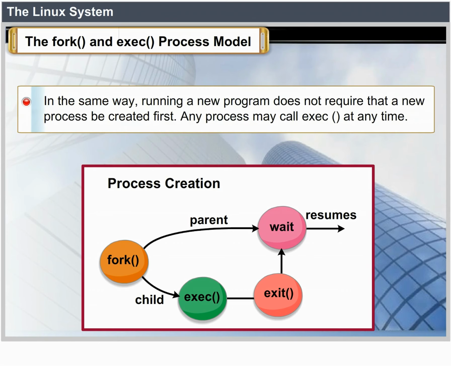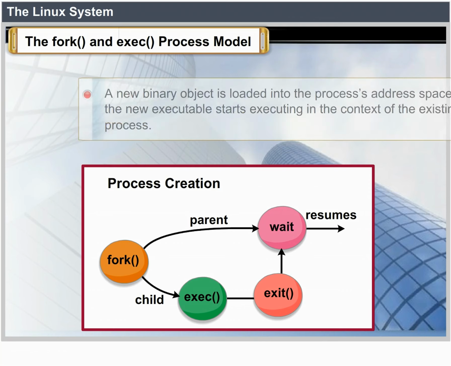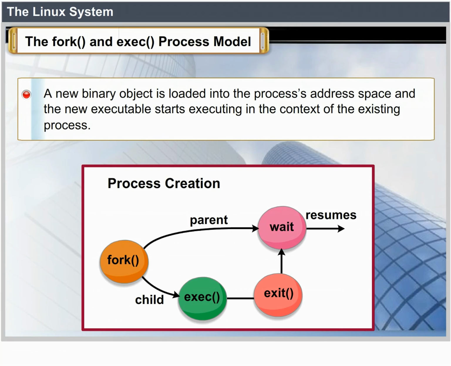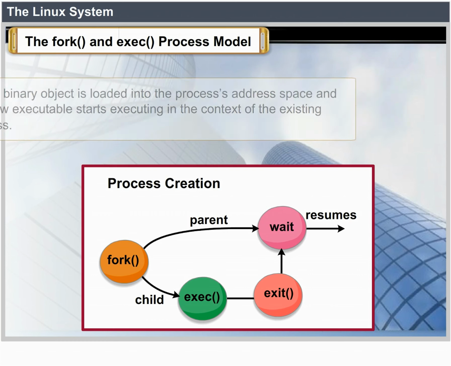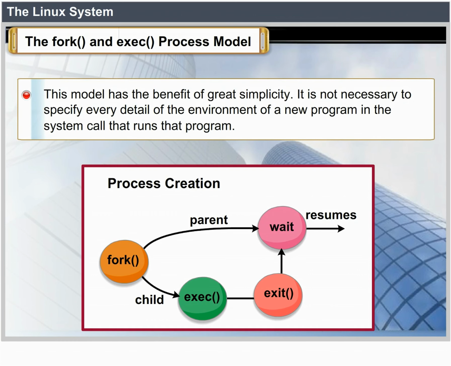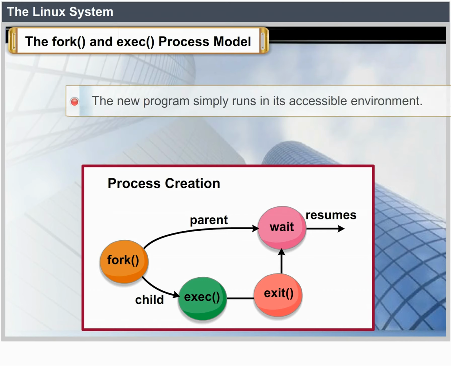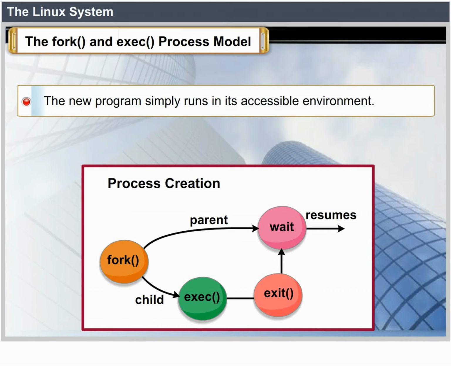In the same way, running a new program does not require that a new process be created first. Any process may call the execute function at any time. A new binary object is loaded into the process's address space, and the new executable starts executing in the context of the existing process. This model has the advantage of great simplicity. It is not necessary to specify every detail of the environment of a new program in the system call that runs that program. The new program simply runs in its existing environment.